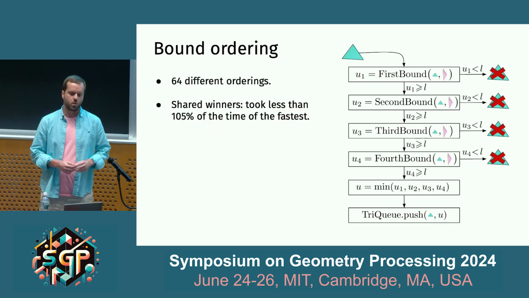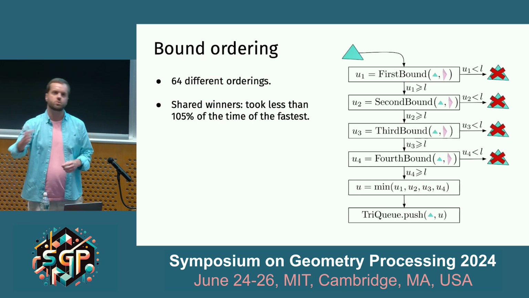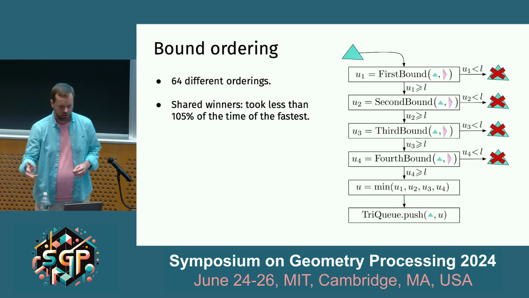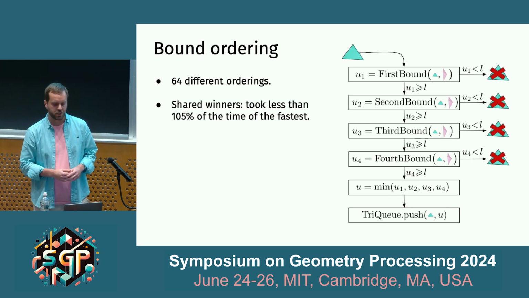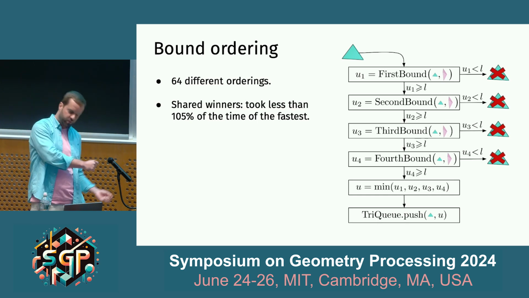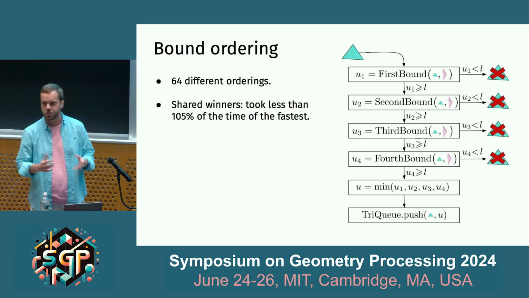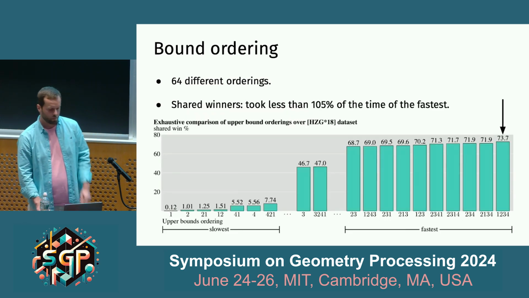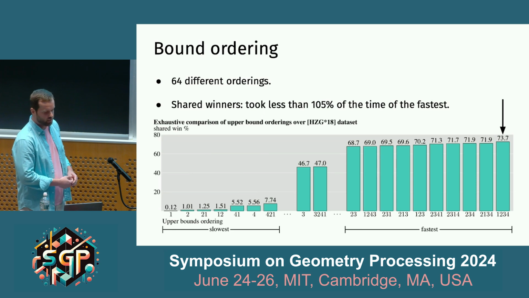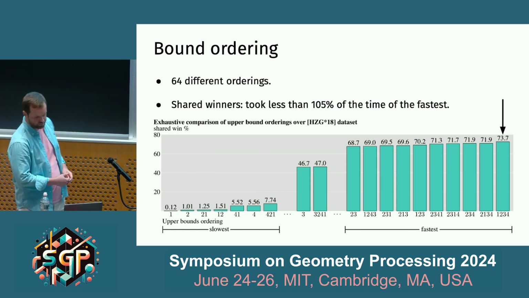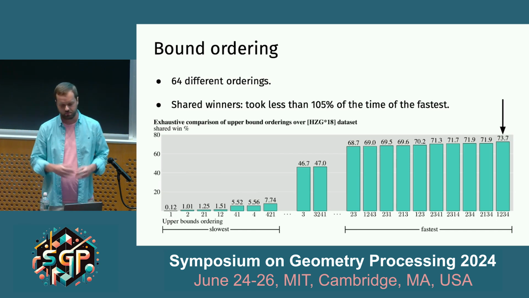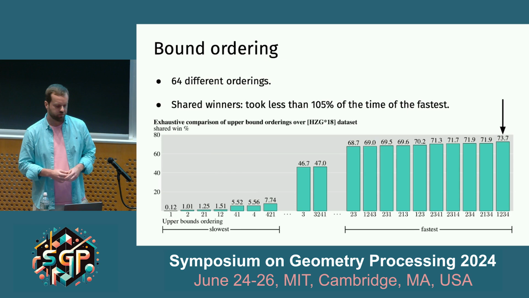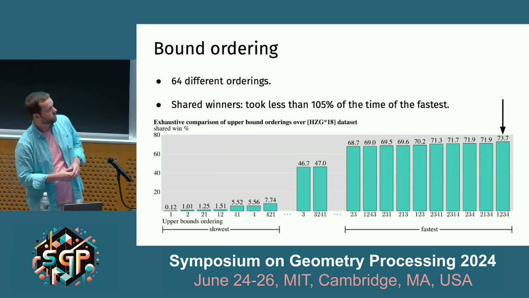We tested all possible orderings using only one bound, 2 bounds, 3 or 4 bounds, a total of 64 combinations. For each pair of meshes, we attributed to the bound orderings that were the fastest or less than 5% slower than the fastest a shared win. Here are the percentages of shared wins for some of the bound orderings. The ordering U1, U2, U3, U4, presented during this presentation, is the fastest, with similar orderings close to it.